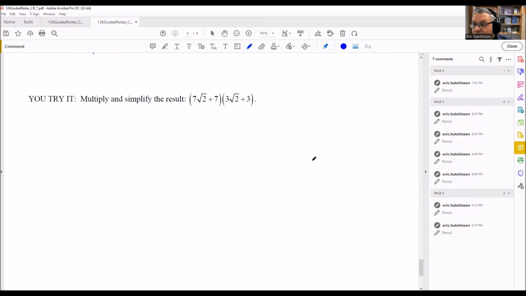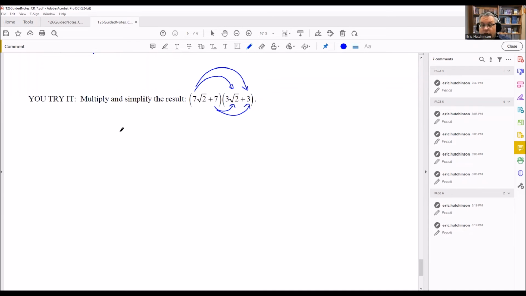Now we're going to do the same thing on this problem. It's going to be another problem where, let me write, I'll show what we'll do. First, we're going to do this. So we're going to do the first one times 3 radical 2, then the first one times 3, but then we're going to do these as well. We'll do the bottom one, or the second one times 3 radical 2, and then the 7 times the 3. Let's do all that in order.